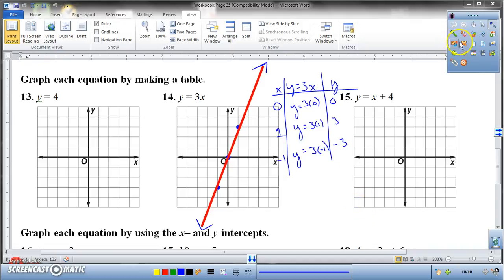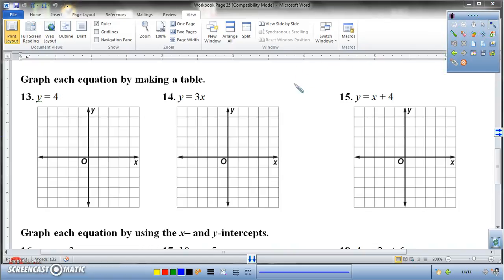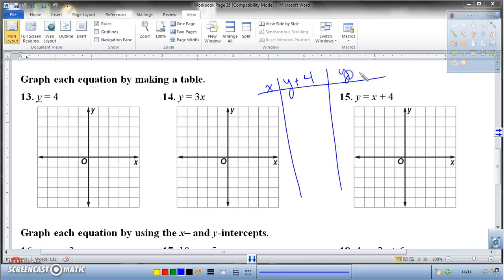Alright, next one here again, we're just plugging in values for x, getting values back out for y, setting up the table like we always have. X goes on the left, equation goes in the middle, and then your y value on the right. And again, I'm going to start with 0, 1, and 2. So when x is, I'm sorry, I copied that down wrong.